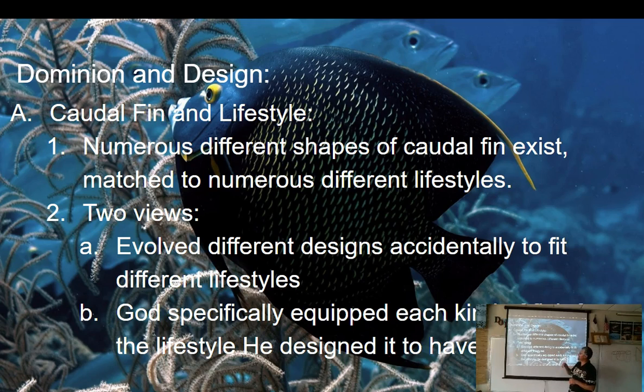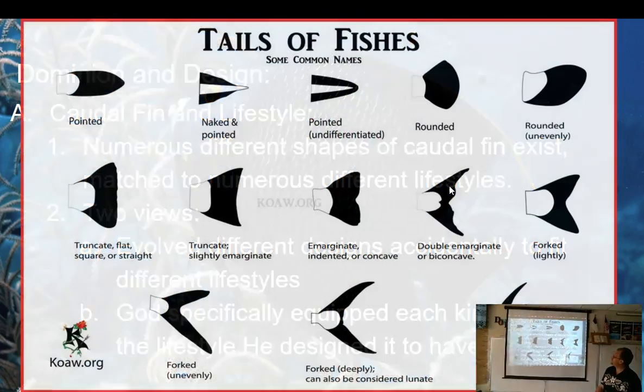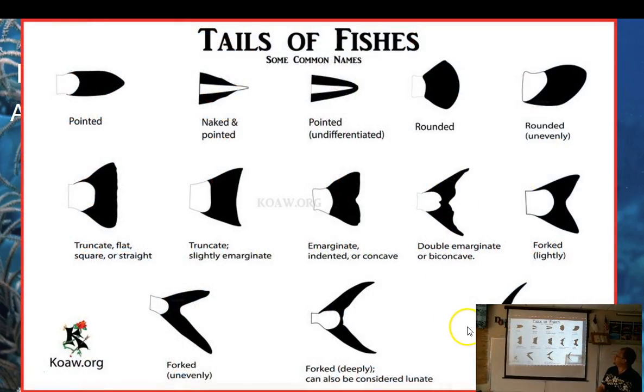There's two different views to this. One is that they evolved different designs accidentally to fit into different lifestyles, or that God specifically equipped each kind of fish for the lifestyle He designed it to have. And I think that makes so much more sense. So I'm going to show you some pictures of tails and all the different lifestyles that these tails allow the fish to have. It's very cool.